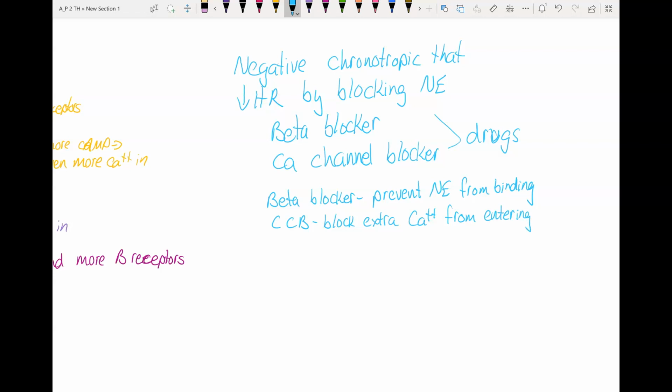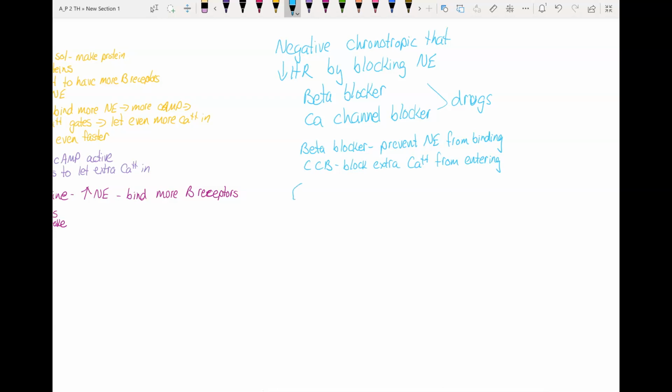Then another negative chronotropic agent we have is electrolyte imbalance, and especially potassium. We're going to learn more about this in chapter 25, but keeping your potassium level at homeostasis is very important, because if your potassium level is off, it can mess up your heartbeat. It can actually even cause your heart to stop beating. So we'll talk about this more in chapter 25 with the electrolytes.